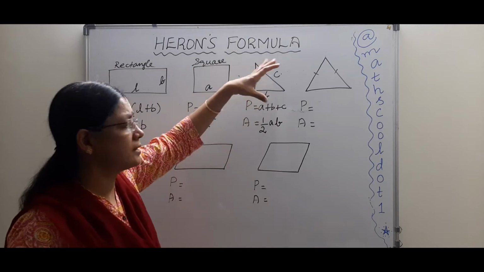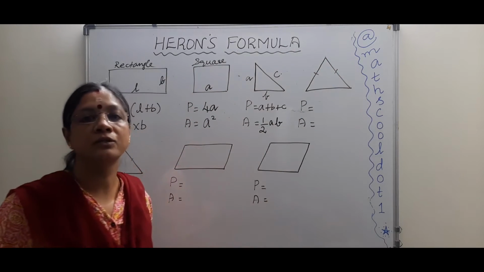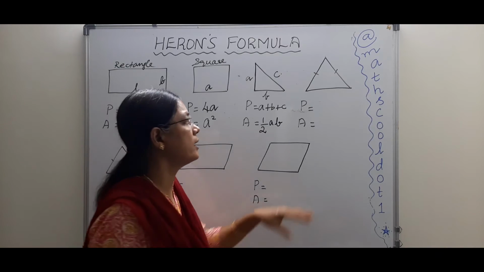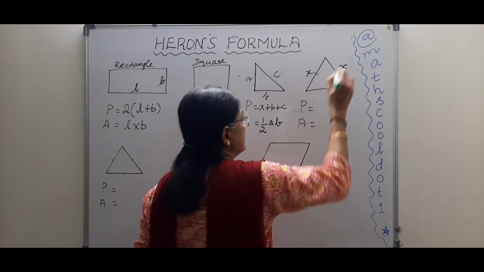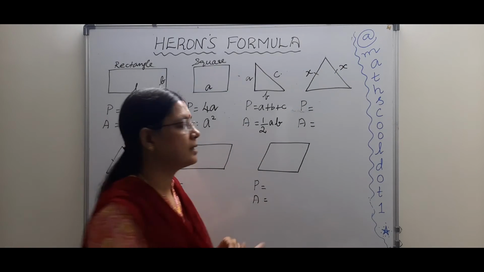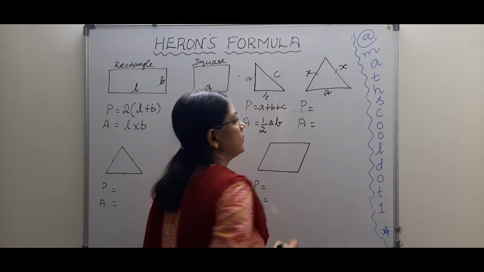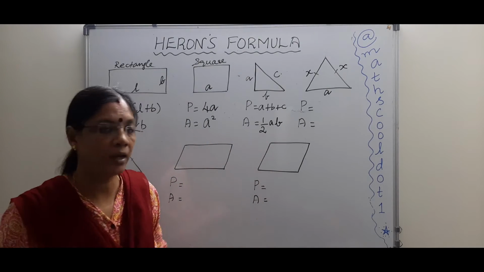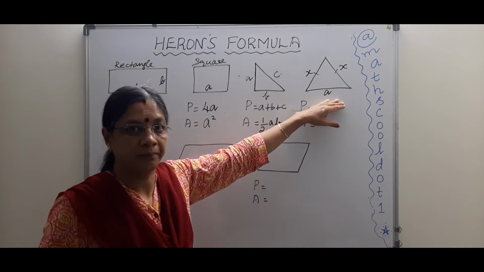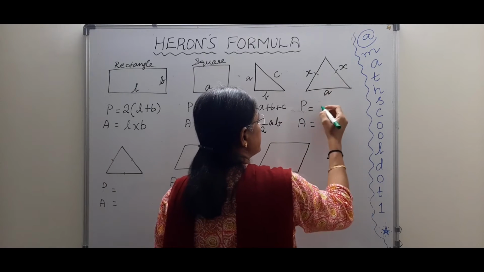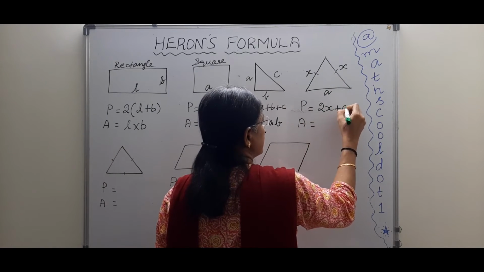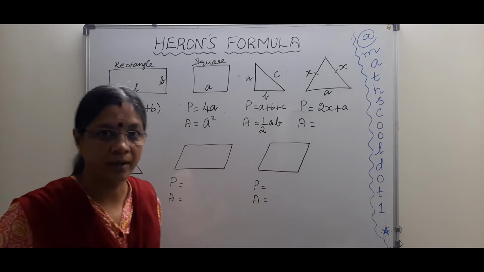Now we will apply the same concept here, but the triangle is an isosceles triangle, so two sides are equal. Let us term the equal sides as X and the unequal side as A. Now we have got the base here. What can you say about the perimeter? The perimeter is X plus X plus A, which gives you 2X plus A. That is the perimeter of this triangle.